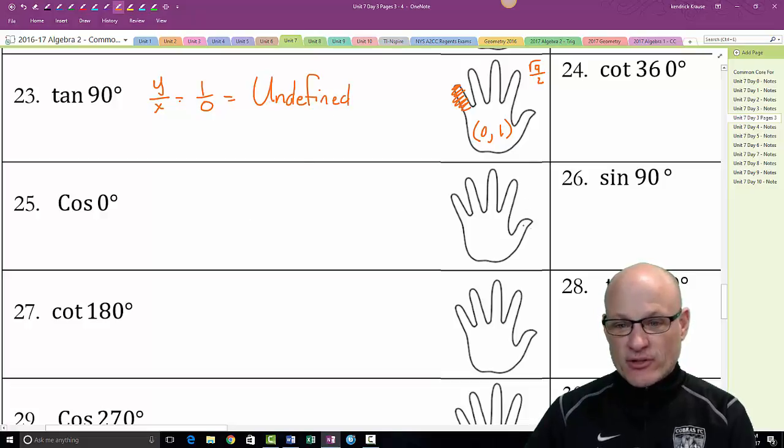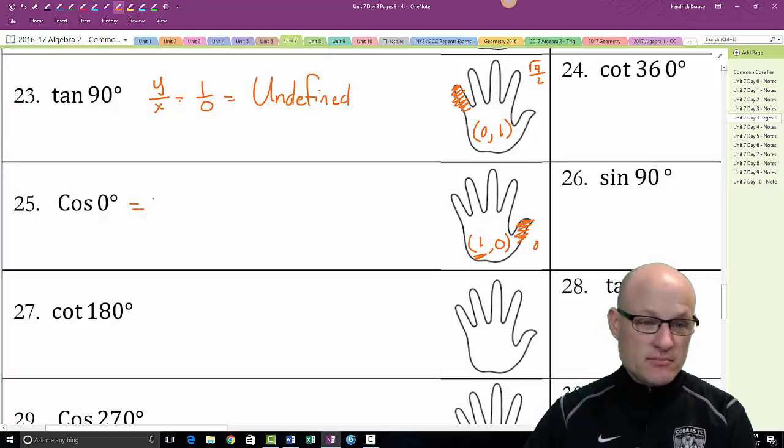Let's try cosine of 0. Get rid of this. Again, it's a quadrantal angle, so I've got 4 on the left. That's going to give me the 1. On the right, I got 0, 1, 0. Cosine is the x value. It's 1. Now, if I'm going too fast, pause this and try it on your own.